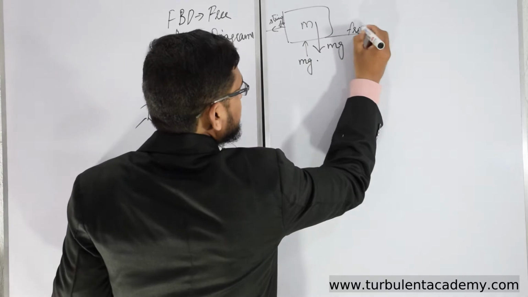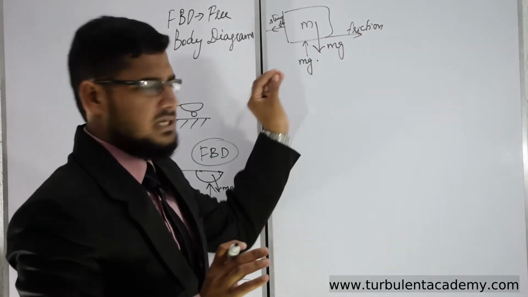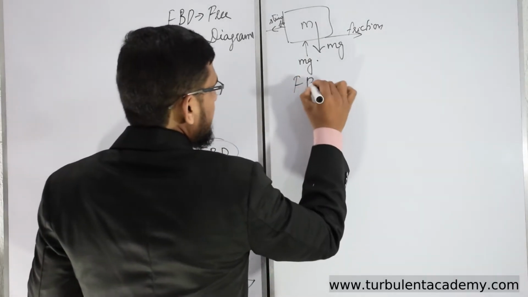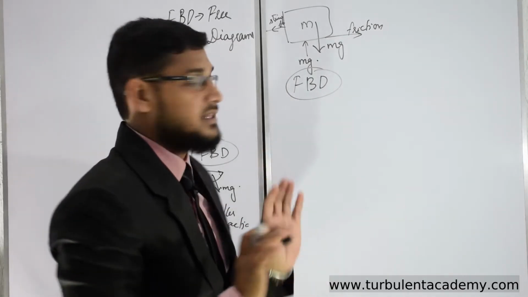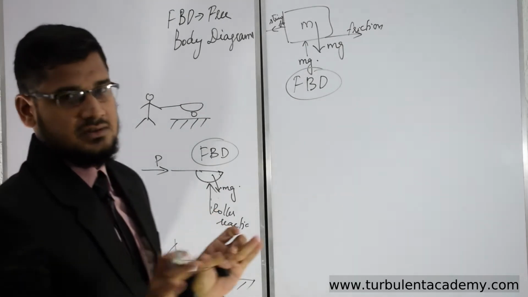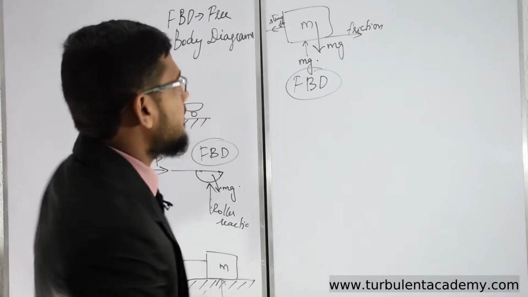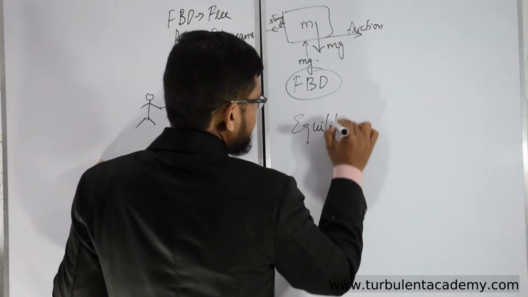This is the friction force. If we can show all the forces associated with a particular body like this, many researchers term it the free body diagram. If you know this, it's going to be very easy to solve any kind of problems. I'm sure about it. So the next topic is going to be equilibrium.